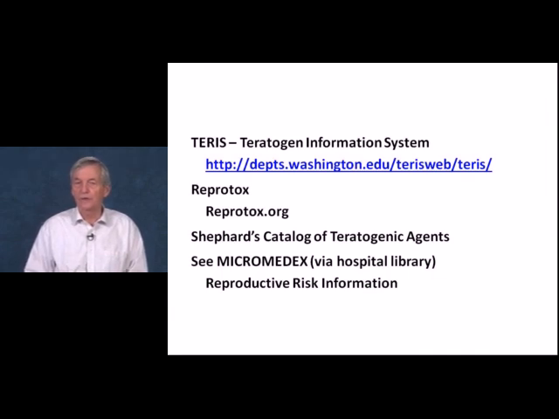You see the Micromedex system listed there. If you go into Micromedex, you look under reproductive risk information, and it should come up with Teris, ReproTox, and Shepard's catalog. So these are really the best databases we've got. They're each updated as often as they can, but they can be right on top of the current information, or they can be out of date.